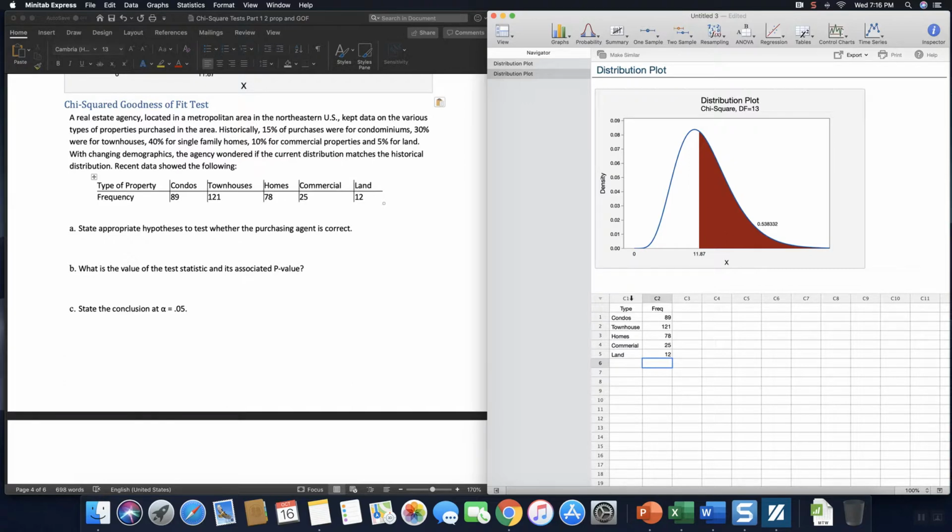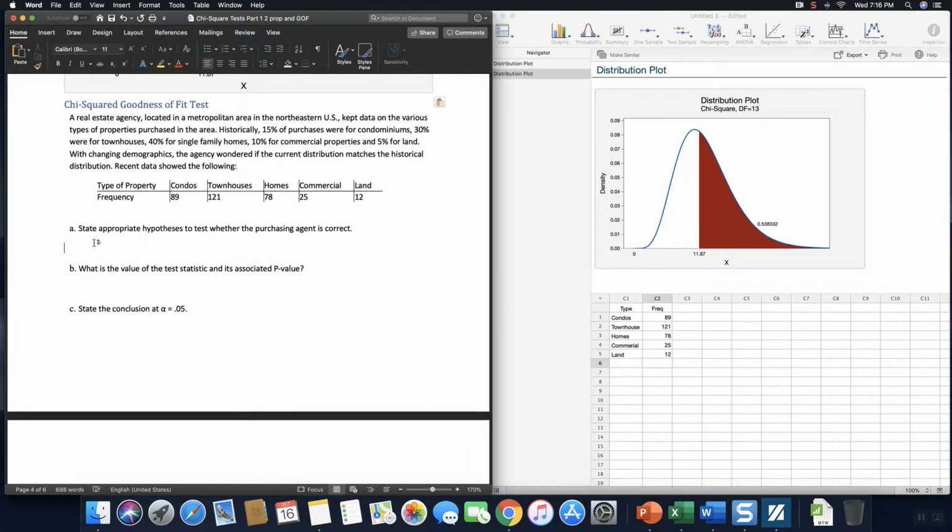All right, now that I've got these in here, I can start getting ready to do my hypothesis tests. So, you can do the hypotheses for these the same way we would have done in class. If you want to write them symbolically, it would be, the proportion for condos is 0.15, the proportion for townhomes is 0.3, the proportion for homes is 0.4, and so on for the rest of them. Remember, it needs to be all of them being the same as what we've seen historically. I'm going to write this with words because I think it's easier.